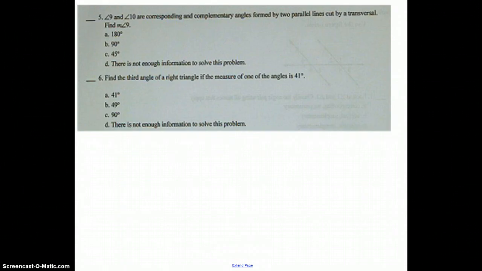Now in this one, it says that 9 and 10 are corresponding and complementary. So first of all, if they're corresponding, they have to be equal. If they're complements of each other, they have to add up to 90. So that means that I know that angle 9 and angle 10, when I put them together, are going to have to total 90. And I also know whatever these two are, they have to be the same.